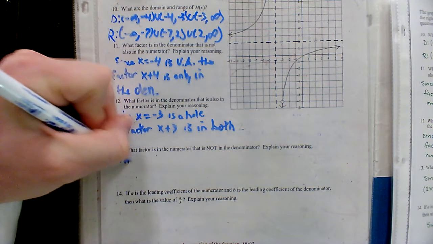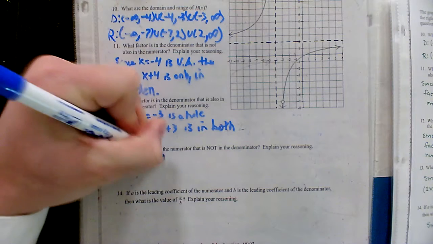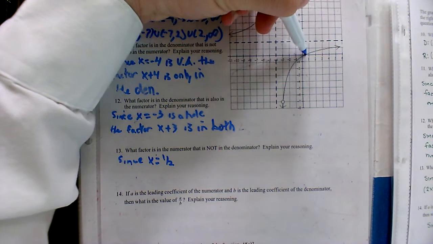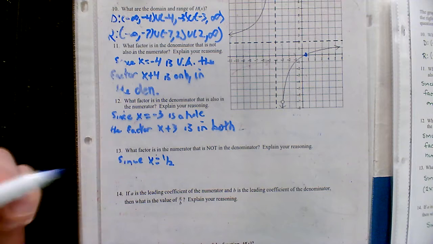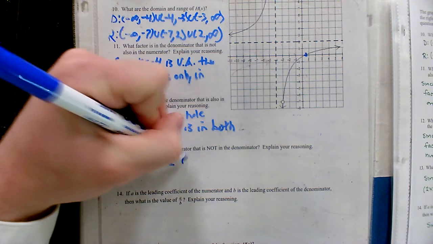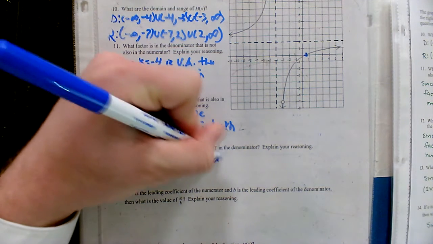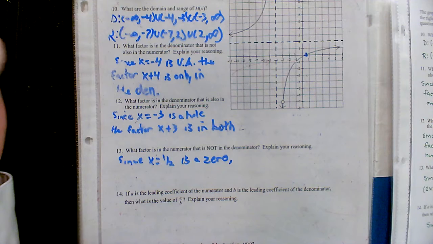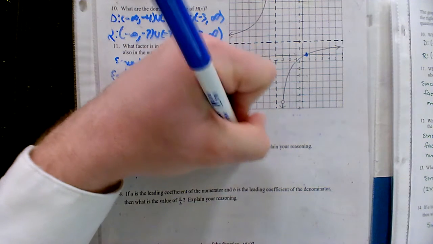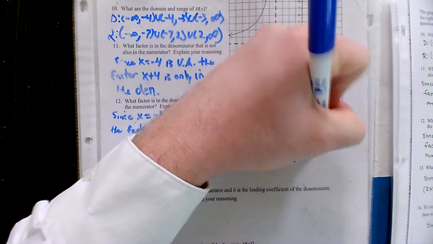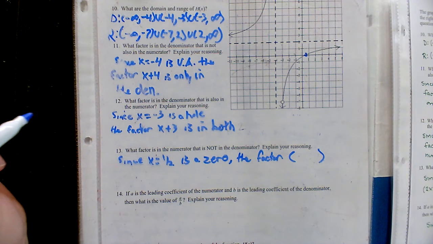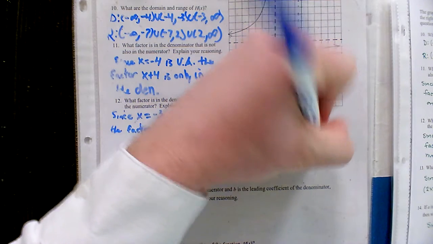Okay, so we're going to say since x equals 1/2, again, that's where you cross the x-axis right here on your graph. Okay, so since x equals 1/2 is a 0, the factor, how do you think we're going to write this factor? 2x minus 1. Yeah, 2x minus 1. Again, we have that 1/2. We can get rid of that fraction. Write it as 2x minus 1.